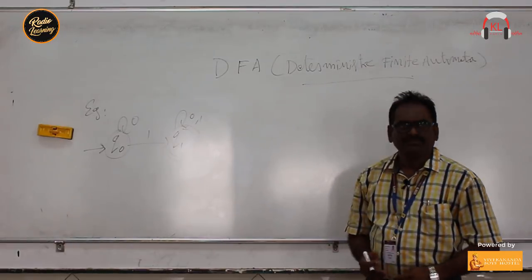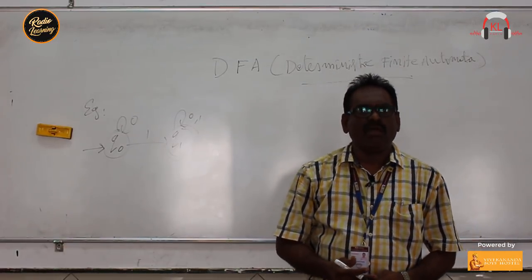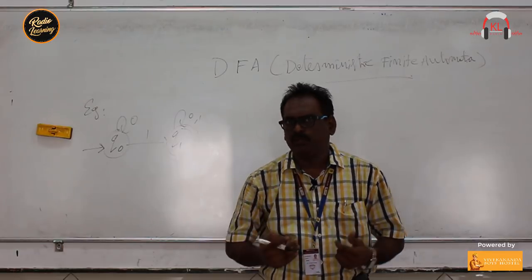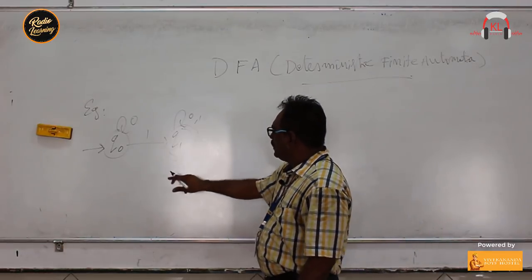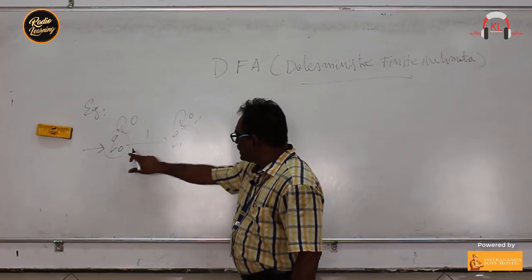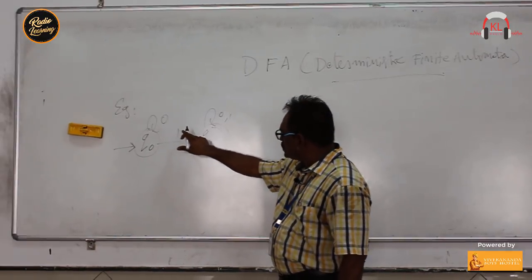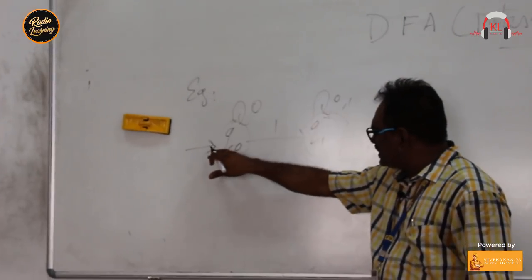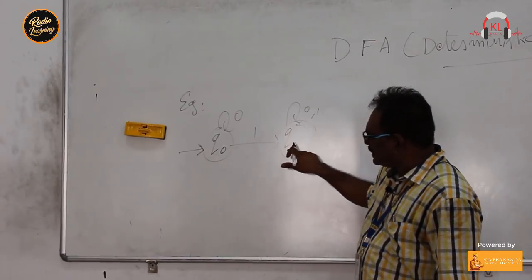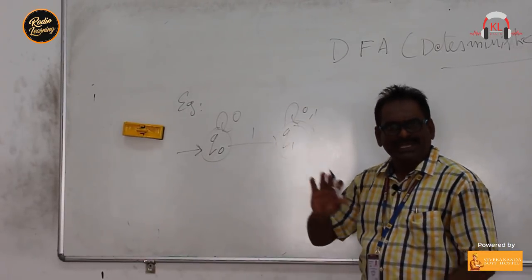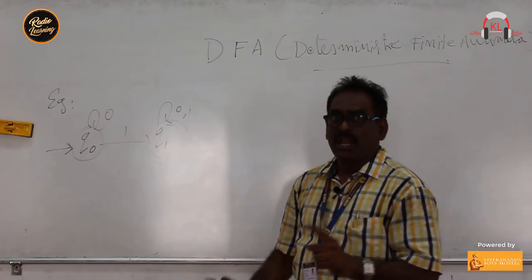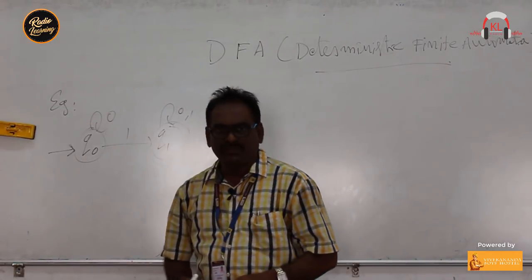In the DFA, every state should have one transition for one input, okay? For example, Q naught on 0 goes to Q naught, and Q naught on 1 moves to Q1. Here sigma equals 0 and 1, so every state has two transitions: Q naught on 0, one transition, and Q naught on 1, another transition. Wherever we go doesn't matter, but every state should have one transition for one input only, not more than one. That is one more property of DFA.